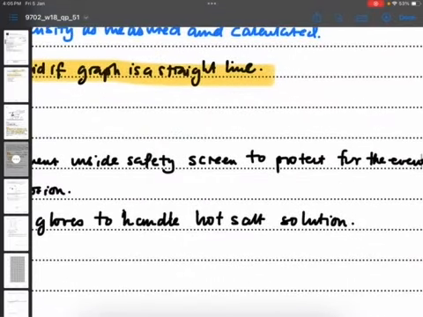Then the other one, use protective gloves to handle hot salt solution, because after completing the experiment each time, you might need to throw away the salt solution so that you put another salt solution again, which is cool, which has not been used already. So in this case, you need to handle the conical flask, you need to handle the glass, in which case you need to be wearing gloves because it will be a hot container. So this is the end of this question.